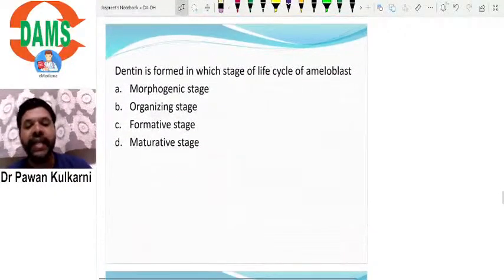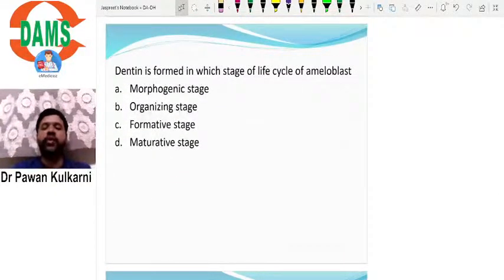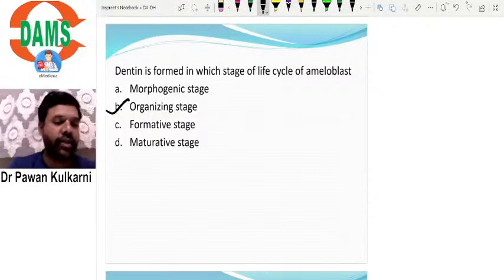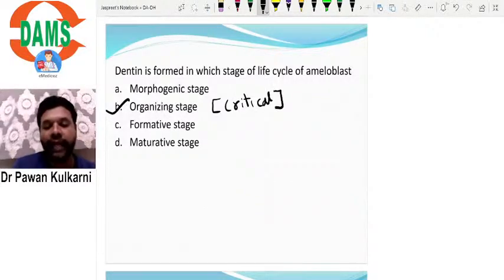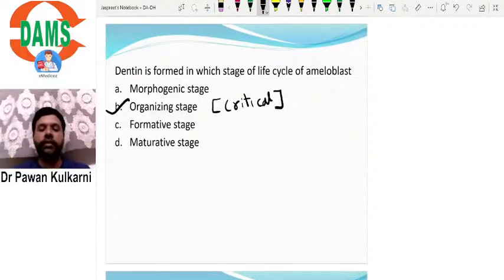Okay, dentine is formed in which stage of life cycle of ameloblast? The most important stage of life cycle of ameloblast is organizing stage. So in this stage only dentine formation occurs. Remember, this is considered to be the most critical phase of life cycle of ameloblast, because first dentine forms in this stage only. That is what is called as critical phase of life cycle of ameloblast.